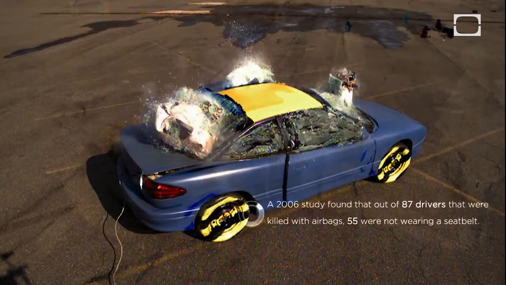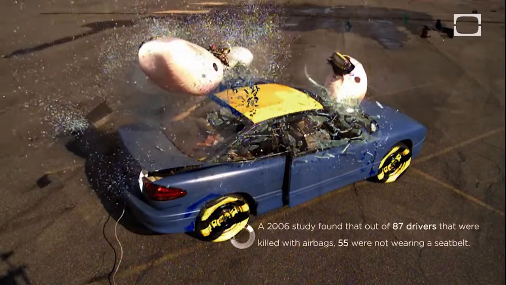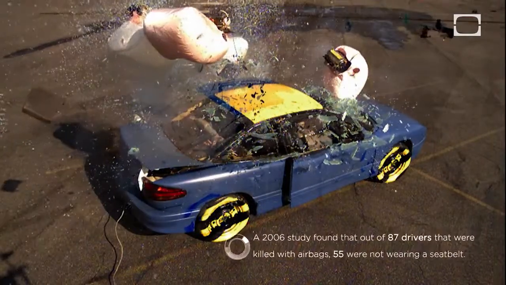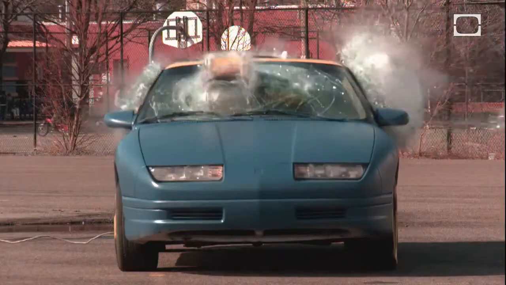The airbag was invented by John W. Hetrick in 1952. It was originally used in World War II for plane crashes. Now, the question you must be asking yourself is, how does an airbag work?